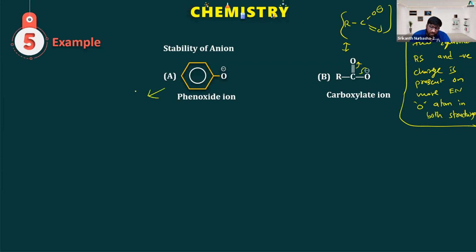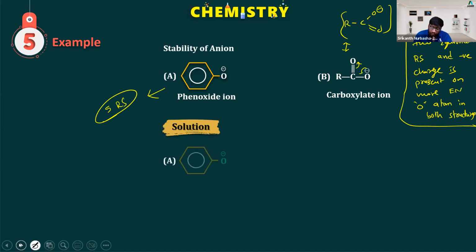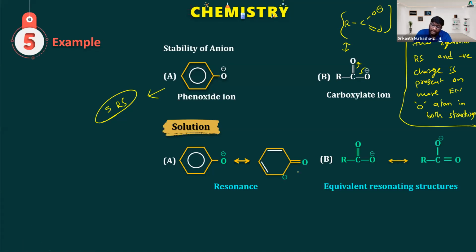Although you have 5 resonating structures in the phenoxide ion, the carboxylate ion is more stable. That is why carboxylic acids are stronger acids when compared to phenols. In the phenoxide ion resonating structures, if you try to draw the negative charge, you will get it on oxygen and also on carbon. But if you look at B, the carboxylate ion, it has equivalent resonating structures and the negative charge is on the more electronegative oxygen atom. So the stability order will be B greater than A.